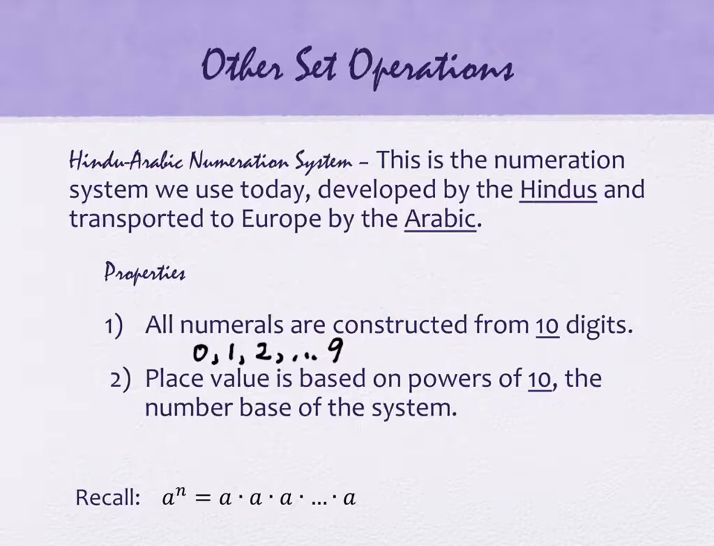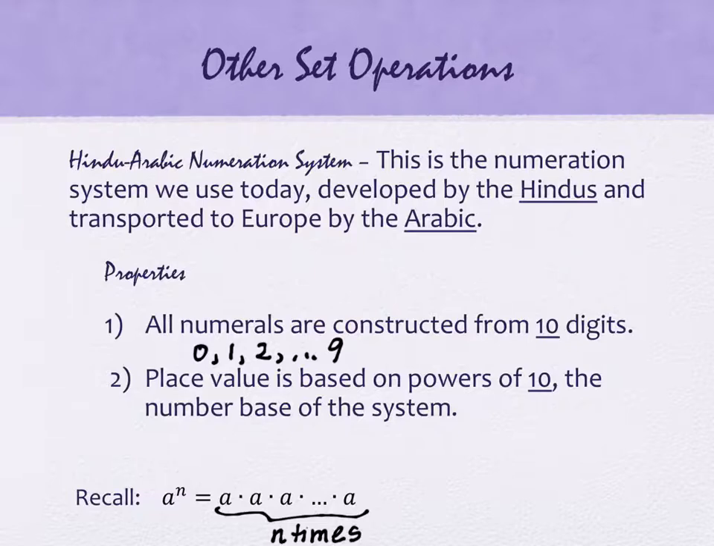Place value is based on powers of 10, right? So we have the hundreds place because that's 10 squared. We have the millionths place because that's 10 to the power 6. All of our place values are powers of the number 10. And as a reminder, when we talk about exponents, like I just said, 10 to the 6th, we're talking about multiplying whatever the base is together that many times of the exponent. So a to the n is a times a times a times a, whatever, n times.